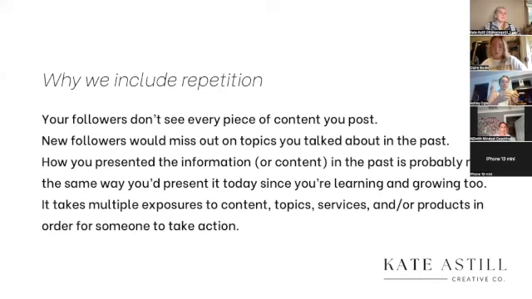The other thing I include in content strategies is repetition. I'll talk in a minute, I think in the next slide, about the limitations of social media, which I think a lot of people forget about when they're posting. But we need to include repetition. So you can look at a 2-month cycle of content, and have different themes that you talk about each week.